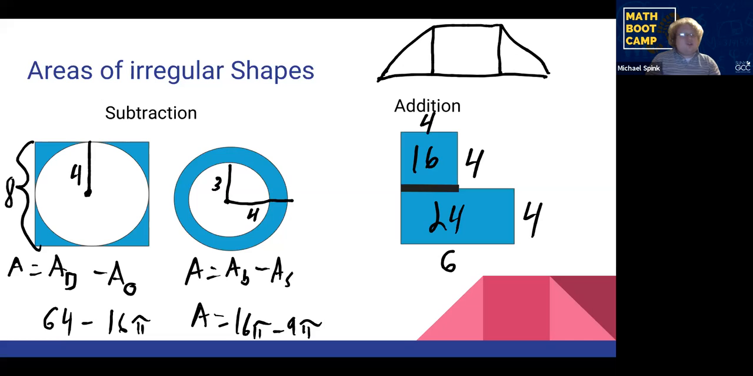The one right next to it, we have 2 circles. In the same vein, we can do the area of the outside circle minus the area of the inside circle to get the area of our little tire.